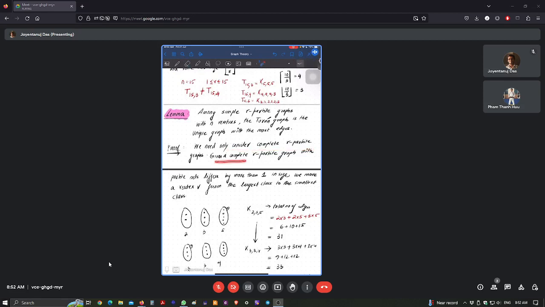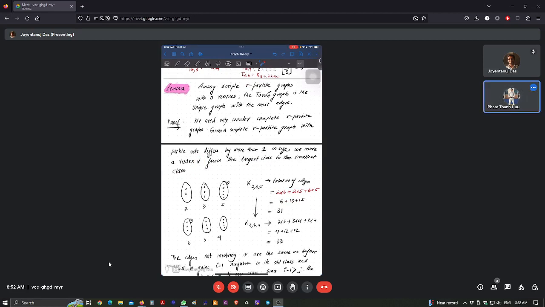So that the complete R-partite graph with sets that differ by more than one. So if it is not a Turan graph, then I will get some partitions whose sizes differ by more than one, right? So then we can move a single vertex from the larger class, the one that has a larger number of vertices, to a smaller class. So that will eventually increase the total number of edges.